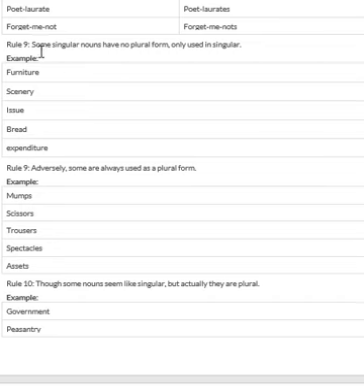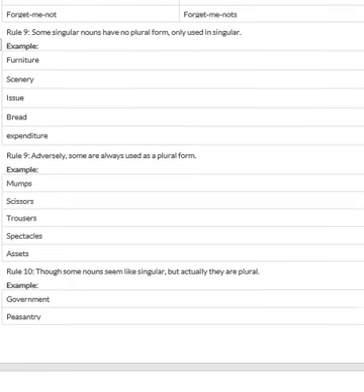There are some singular nouns that have no plural form. You will have to remember this. Furniture never becomes furnitures. Scenery never becomes sceneries, because scenery itself is singular and plural. Issue, bread, expenditure, all these never become plural. These are only singular forms.